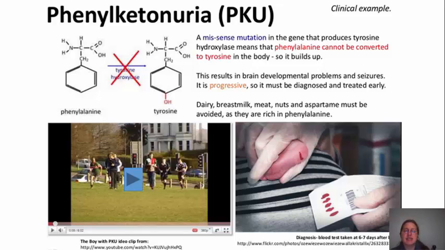It is a progressive disease, so you must find it and treat it early. Dairy, breast milk, meat, nuts, and aspartame must be avoided as they are rich in phenylalanine. This is how we test for phenylalanine or phenylketonuria, PKU. We do a foot stick at birth, and this would be the card with the blood samples.